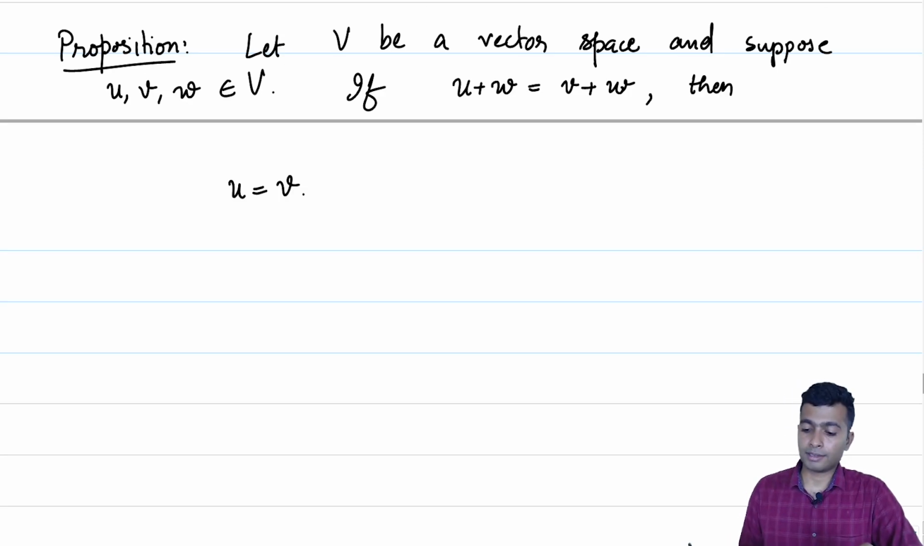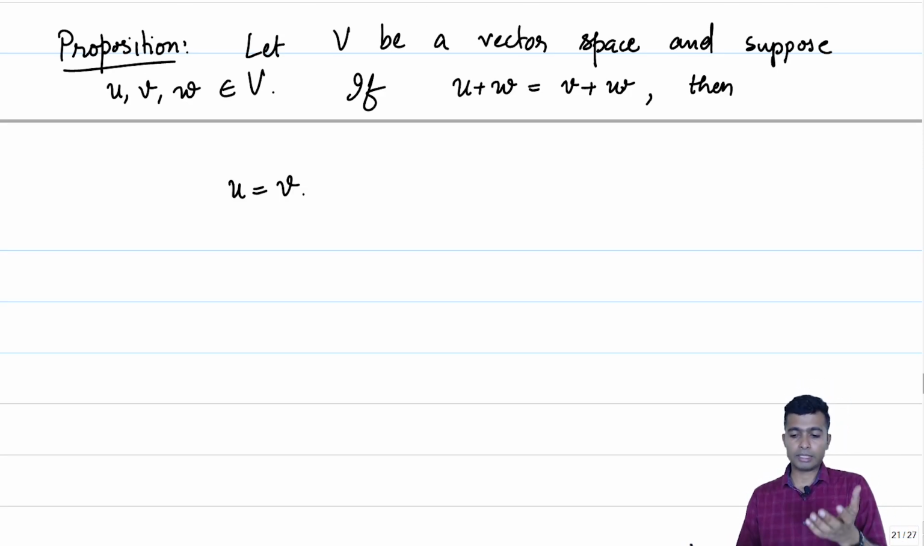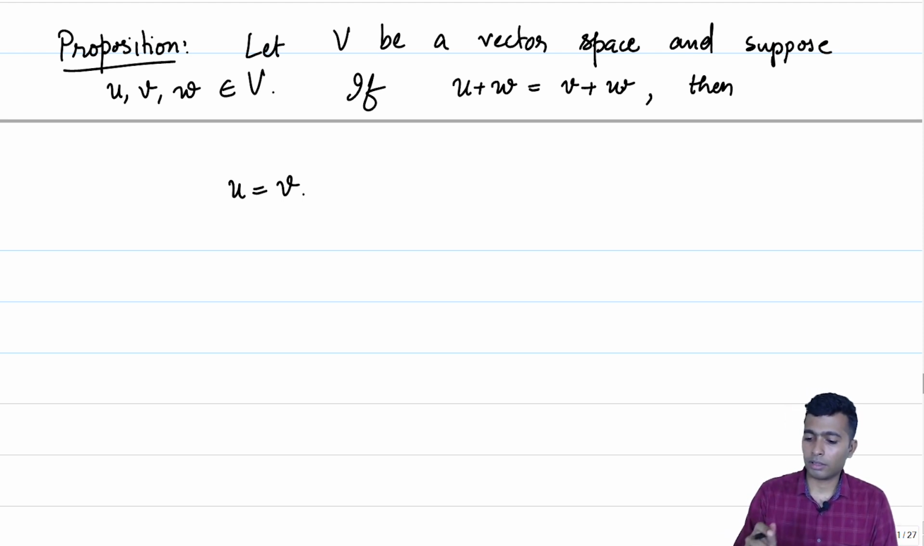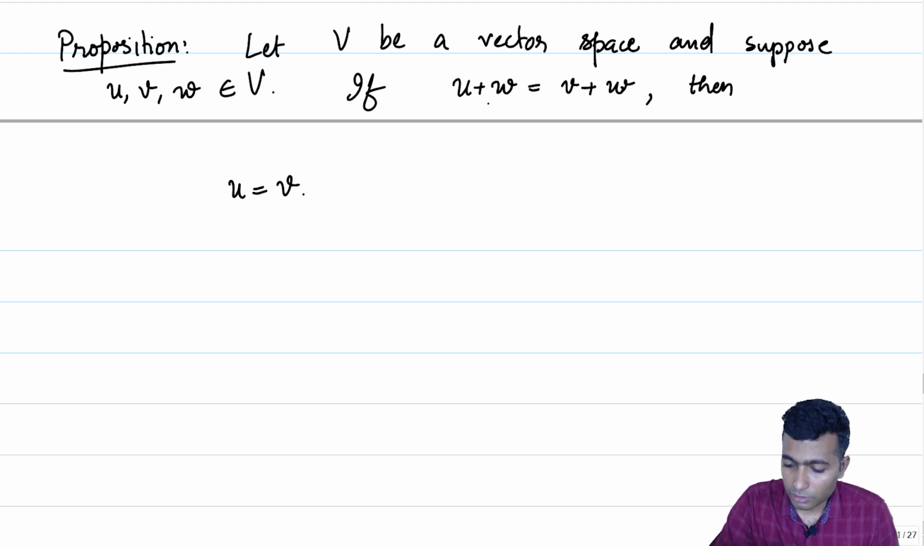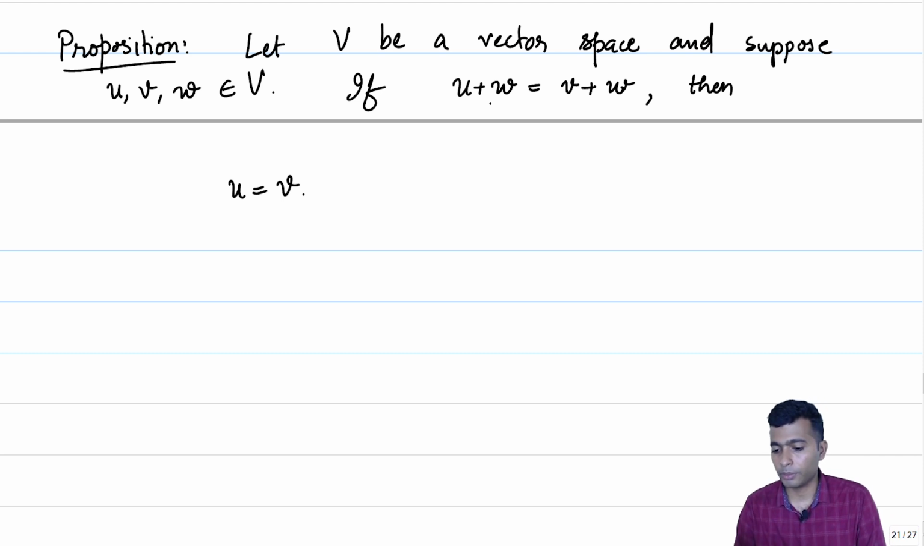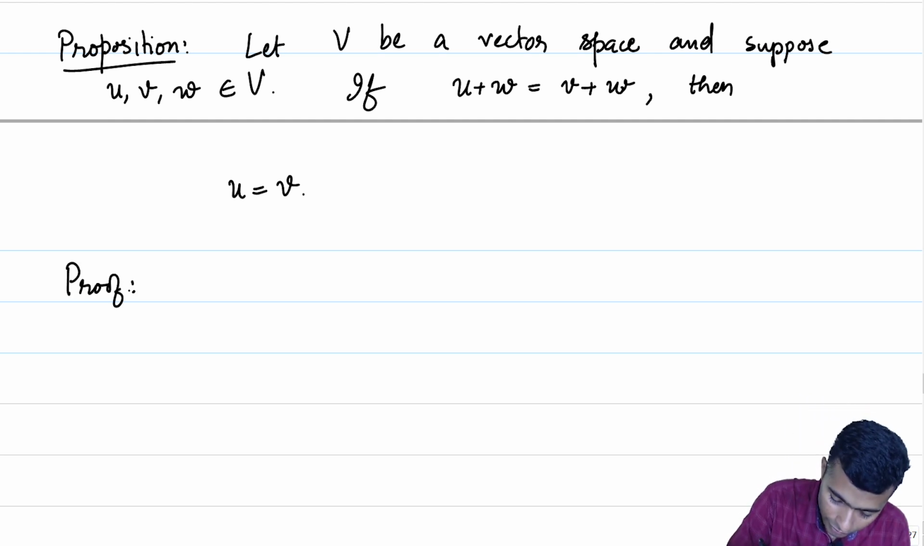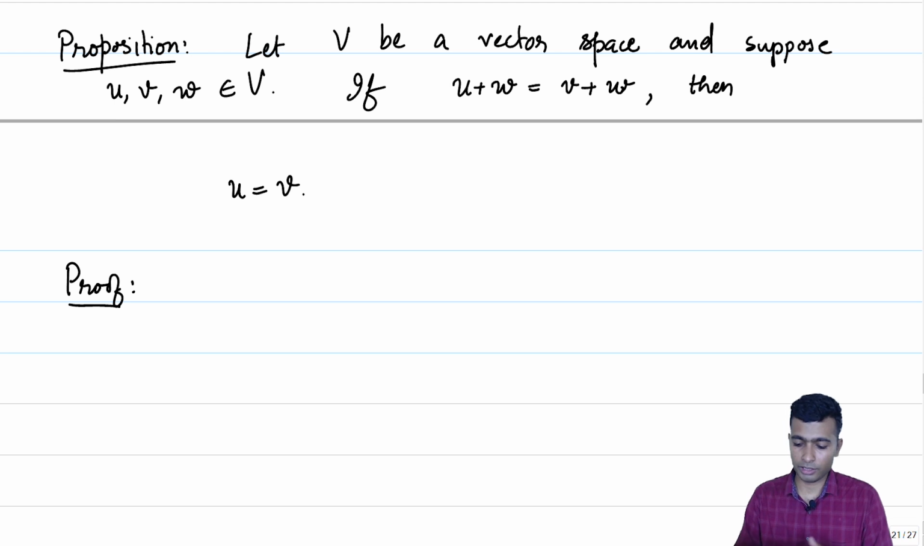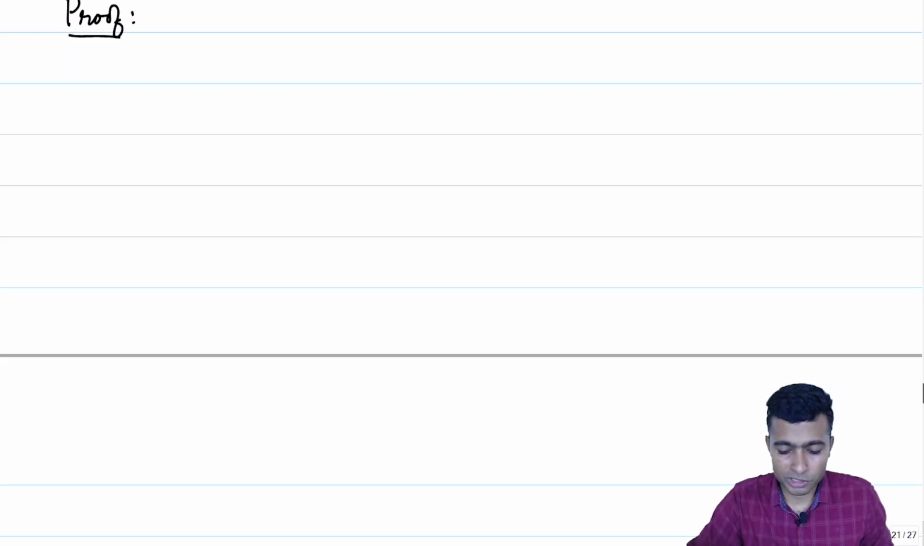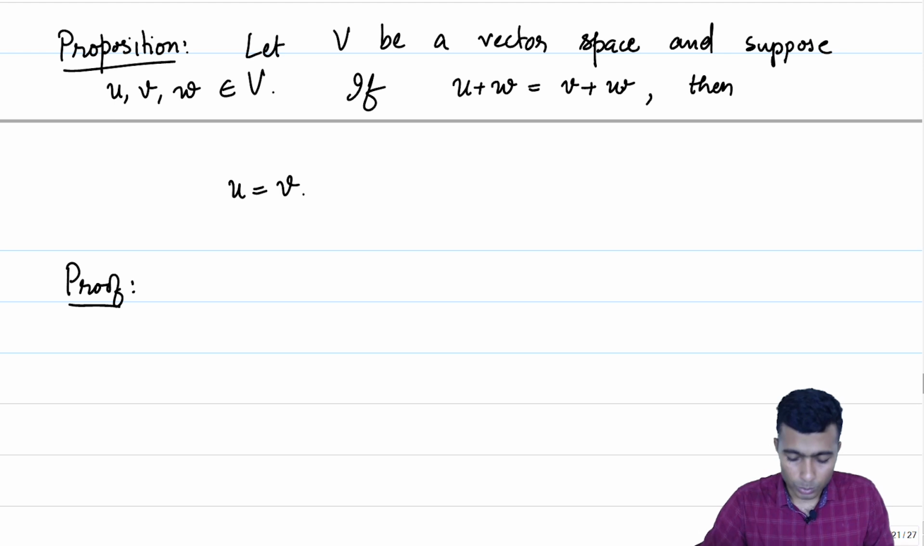What does this proposition tell us? The proposition tells us that the vector w basically cancels, that is what it says, right? You can cancel off vector w, which is featuring in the left hand side and the right hand side, and we get u is equal to v. Let us give a quick proof of this. This is the first proposition of this course, so let us spend some time to talk about how a proof can be given rigorously.